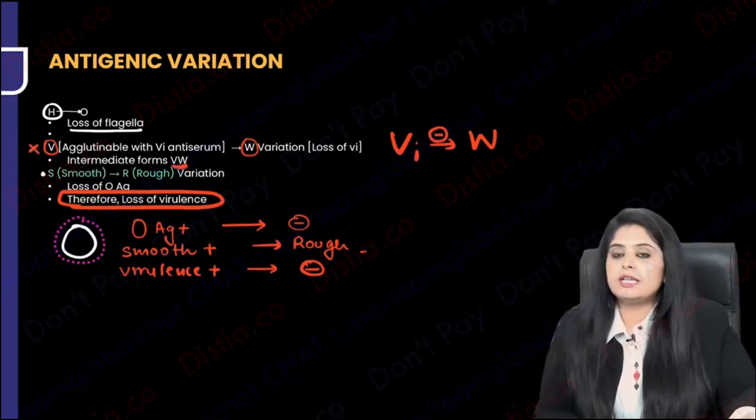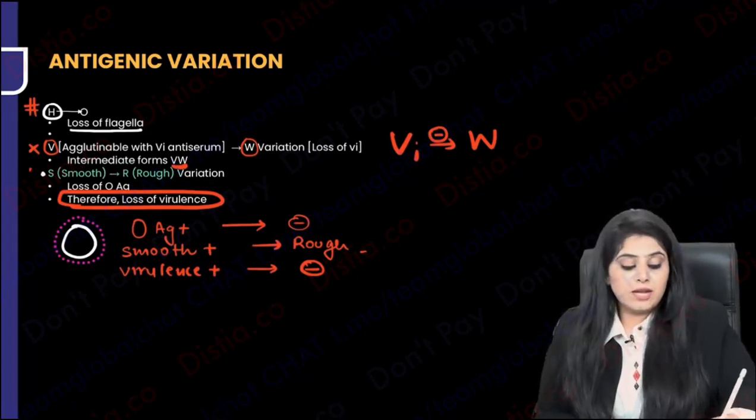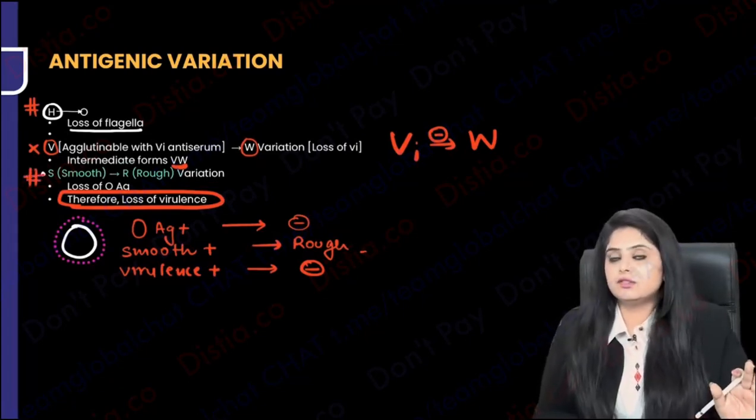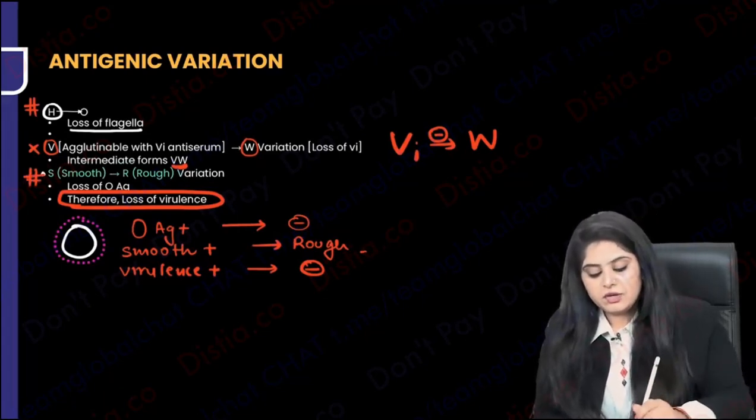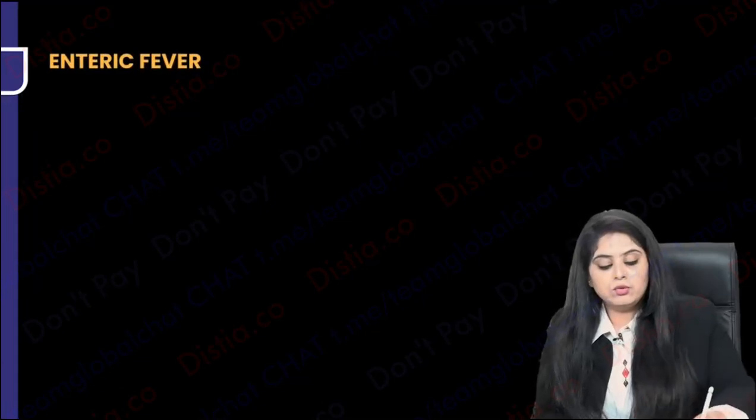This you don't have to remember, it's fine. This you have to know that H antigen lost means flagella lost, O antigen lost means virulence is only lost. Life has become rough. Now let's talk about Salmonella typhi.